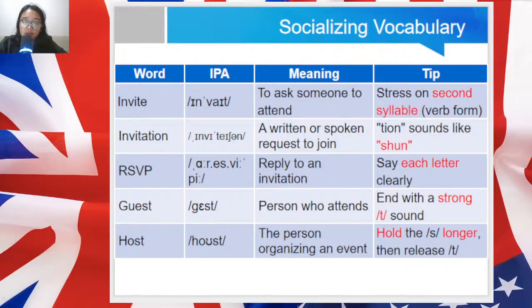First, what is the first word? Invite. Again, invite, meaning to ask someone to attend. The tip that we've given here is that you stress the second syllable, which is the verb form.